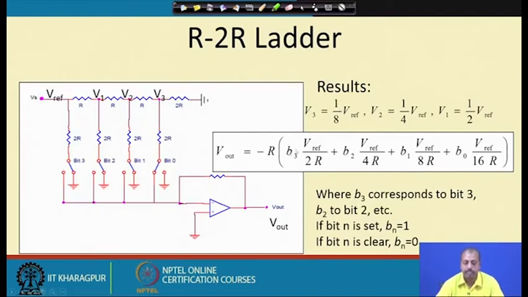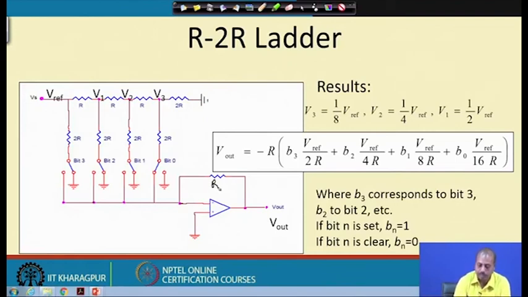So, this way when the summing is done, Vout becomes minus R into [B3 into Vref by 2R, plus B2 into Vref by 4R, plus B1 into Vref by 8R, plus B0 into Vref by 16R]. In this structure, it is assumed that the feedback resistance RF is equal to R by 2. That is why this expression becomes like this.